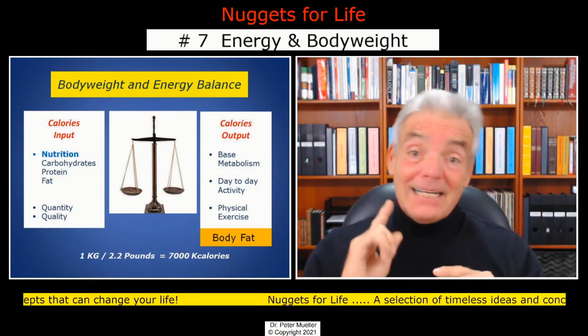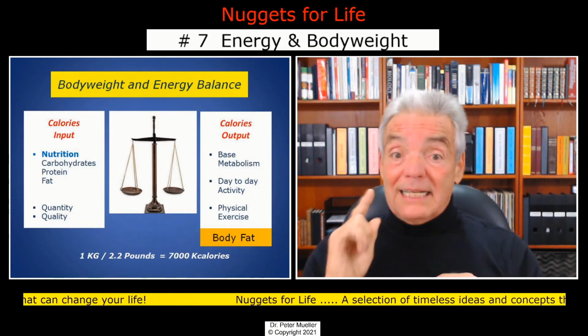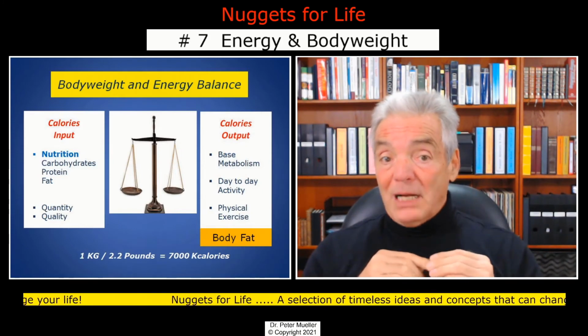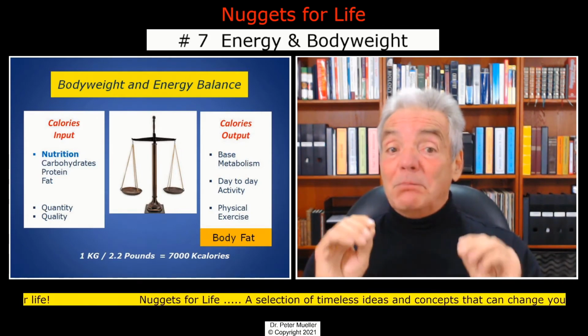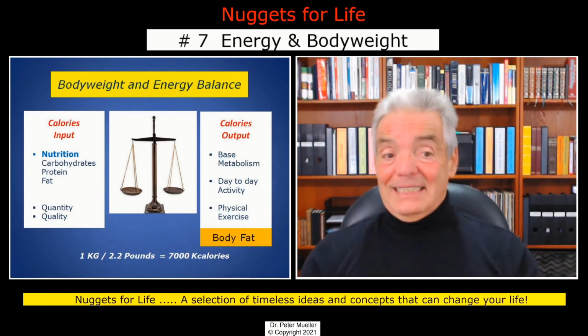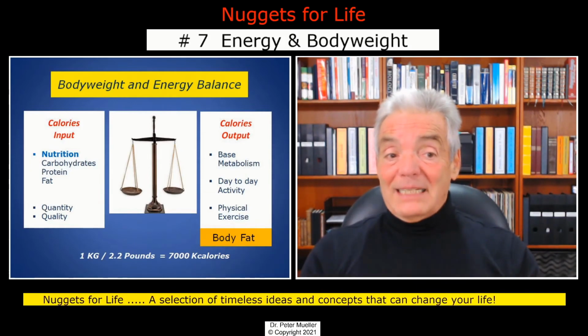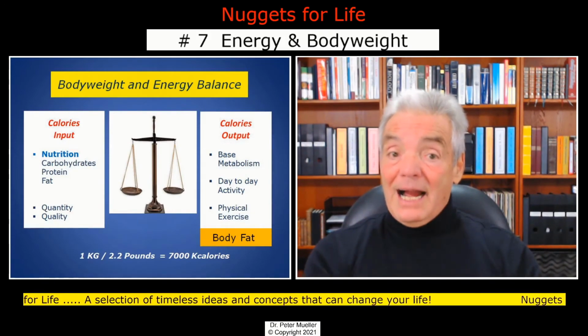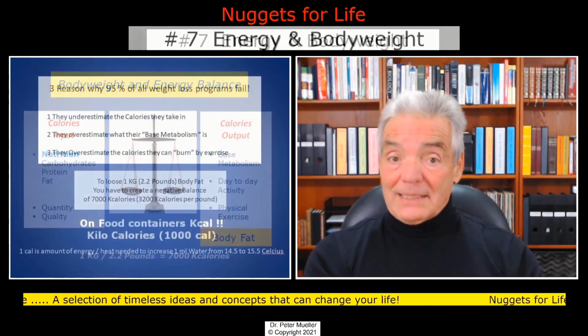Now, in order to get rid of 1 kilogram of body fat, which is an equivalent to 2.2 American pounds, we have to burn about 7,000 kilocalories. That is a big number, and in our next nuggets we go in detail how it actually works.